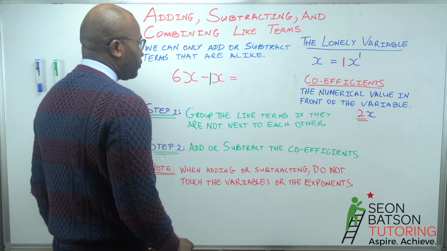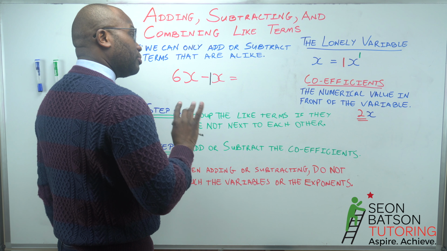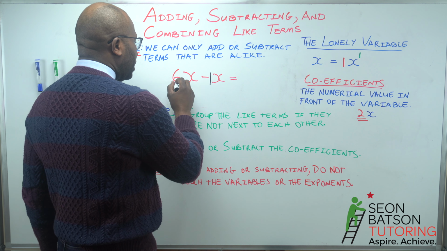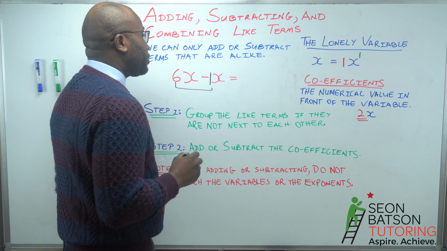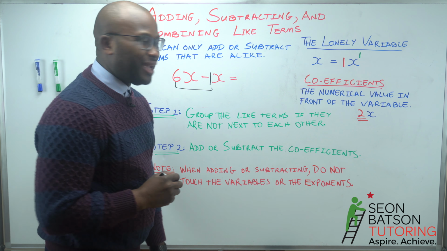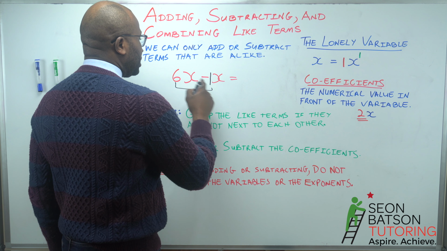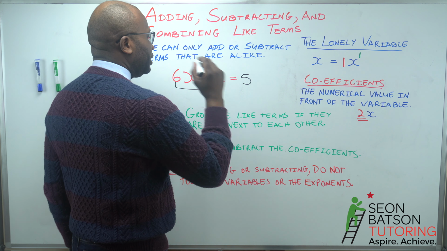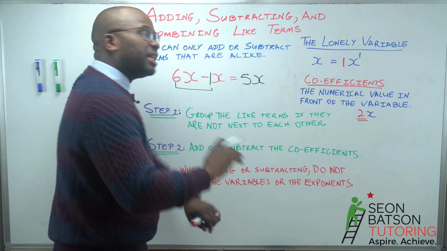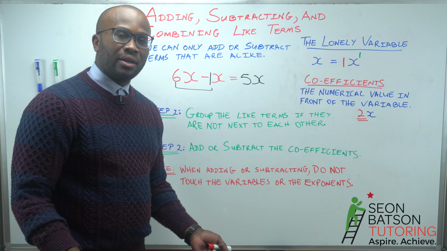Okay? Now, let's go. These two terms are alike. So because they are alike, I can subtract 6 and 1. If I subtract 6 and 1, I would get 5. And the variable stays. We never touch the variable when we're adding or subtracting.